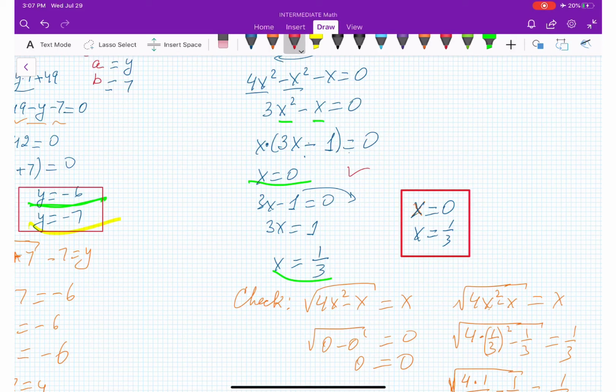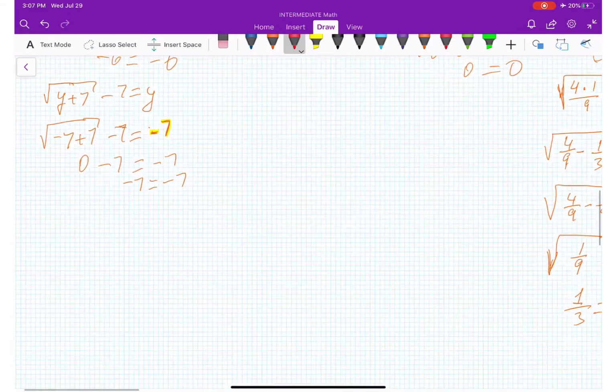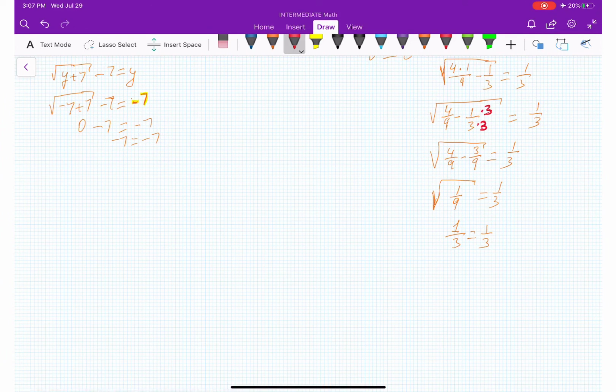Number 5. It's getting more and more interesting. Now we are going to do a cubic radical. Cubic radical 2x plus 1 equal 2. It's getting too thin. Okay, cubic radical 2x plus 1 equal 2.